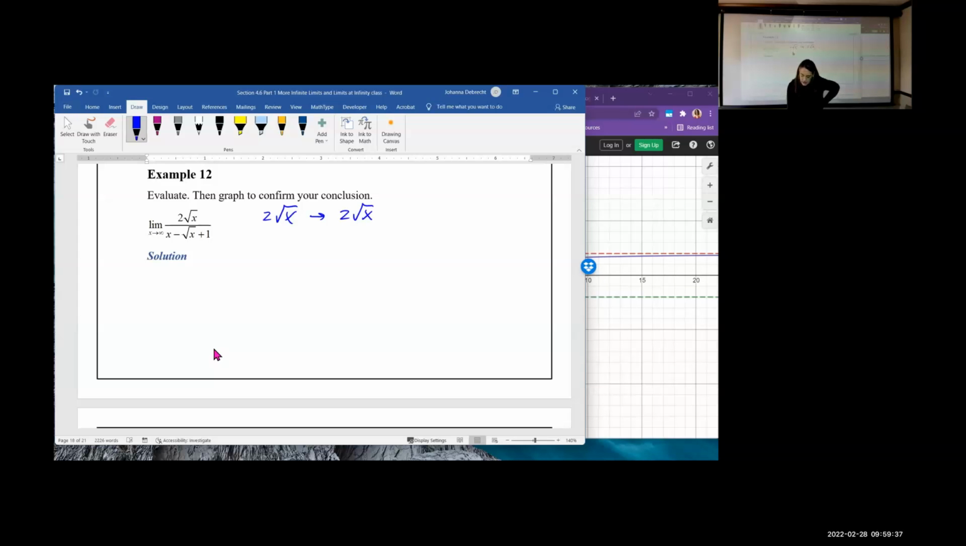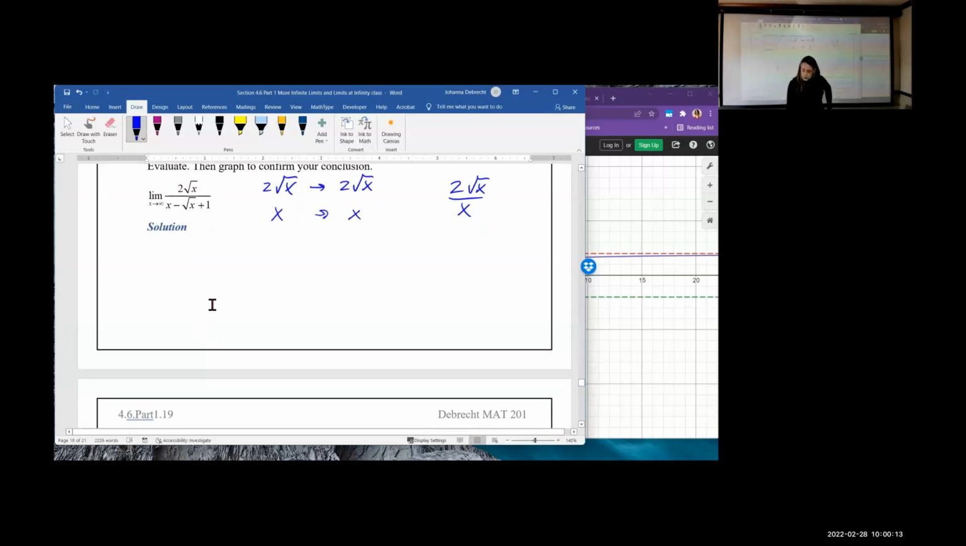And then in the denominator, what's the highest degree term? This is a little tricky. The whole x, not the square root. Yeah, it's the x, which is just going to stay x. So as x goes to infinity, I get the ratio of 2 square root of x over x. Can you combine those two and reduce them? You can. It's tricky algebra.